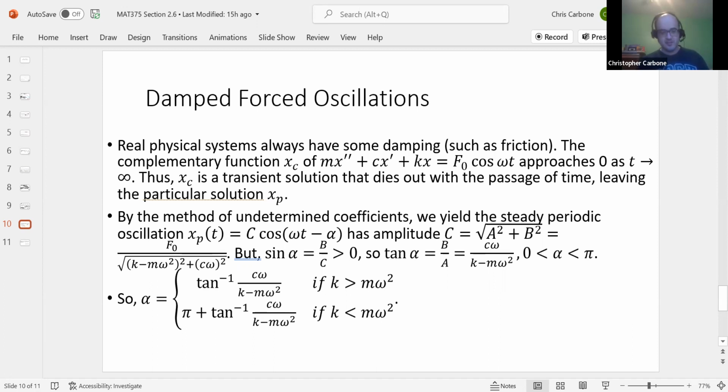But sine of alpha is b over c, that's greater than 0. So tangent of alpha is b over a, c times omega divided by k minus m times omega squared. Alpha would be between 0 and pi. So alpha is inverse tangent of c times omega over k minus m times omega squared if k is greater than m times omega squared, or pi plus inverse tangent of c times omega divided by k minus m times omega squared if k is less than m times omega squared.